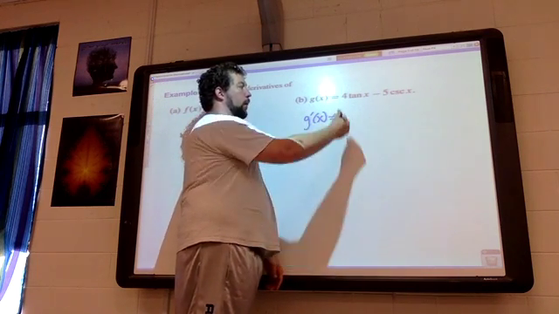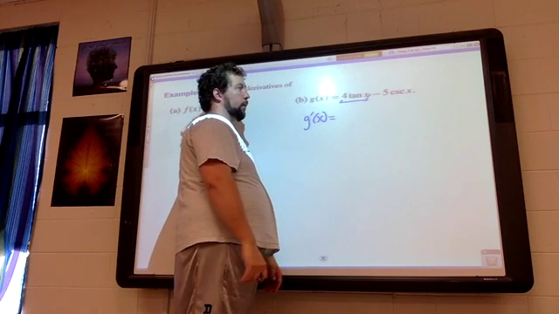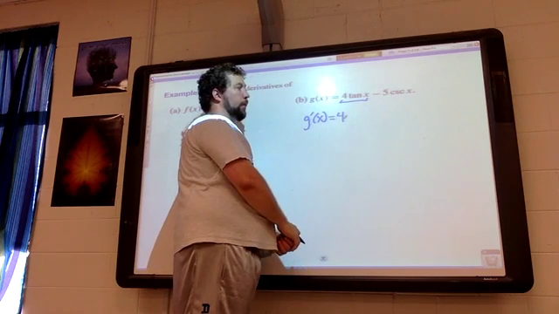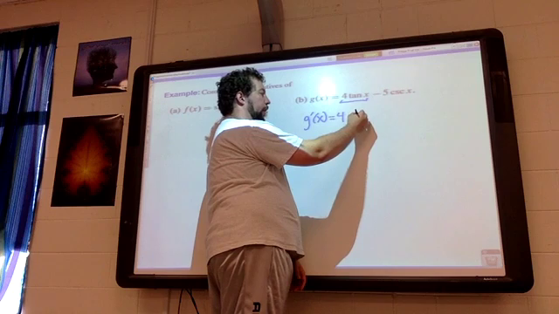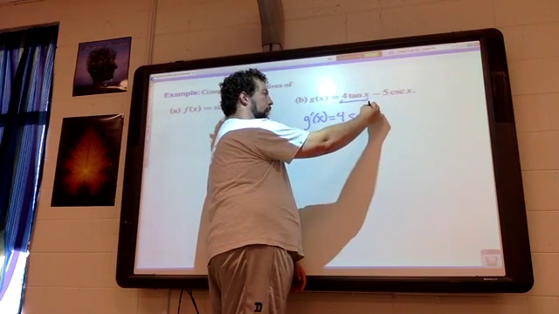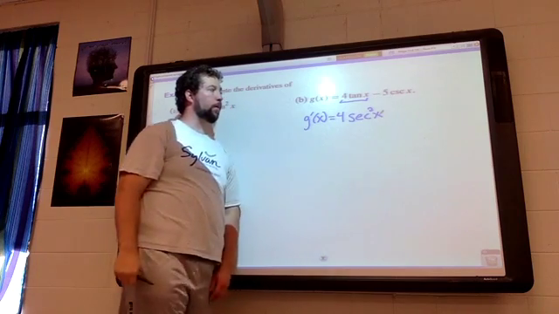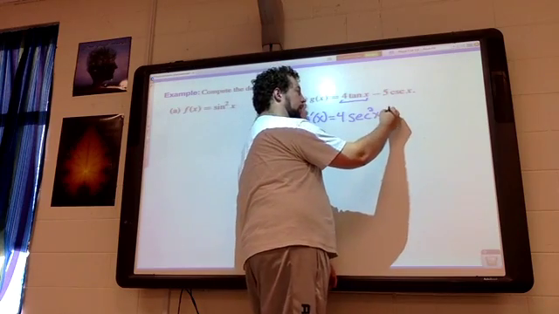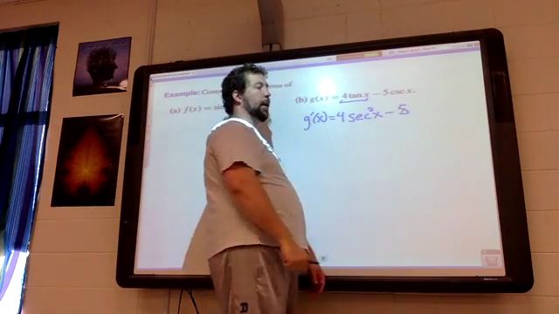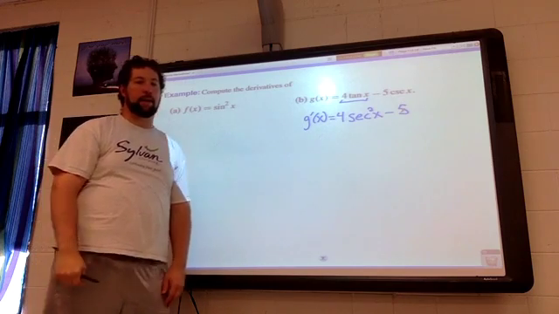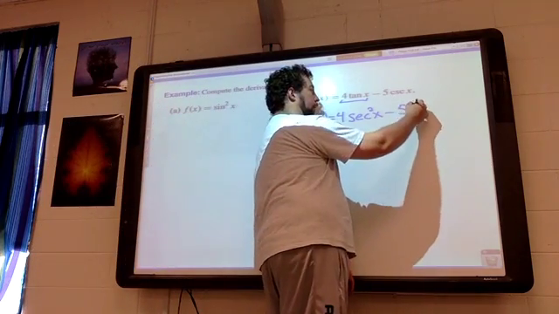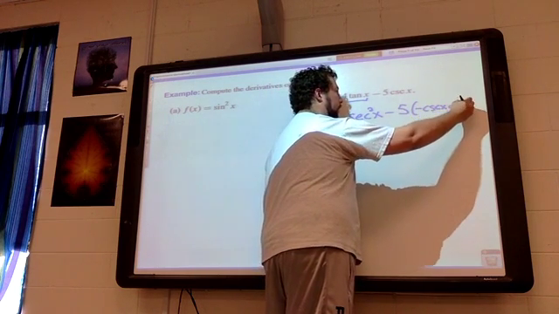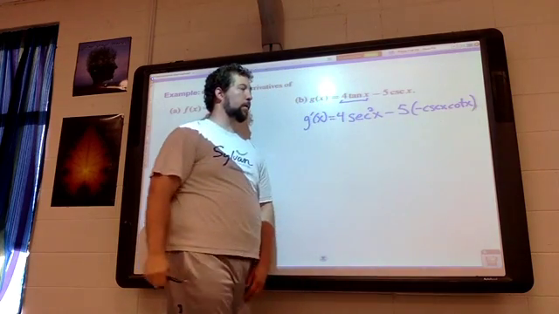The first part is 4 tangent x. The 4 is just a coefficient, so just write 4 down. And then the derivative of tangent, if you look back in your notes or you haven't memorized already, is secant squared, because tangent goes to secant squared. Then we have minus the 5 and the derivative of cosecant. The derivative of cosecant, if you look back, is going to be the negative cosecant x cotangent x.